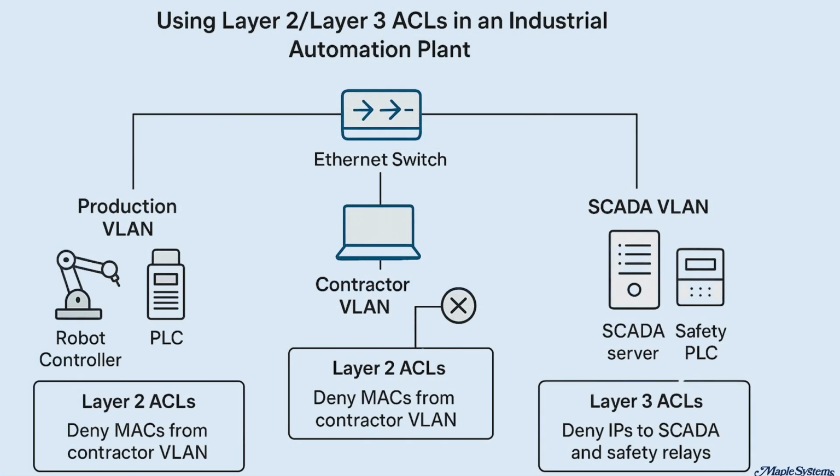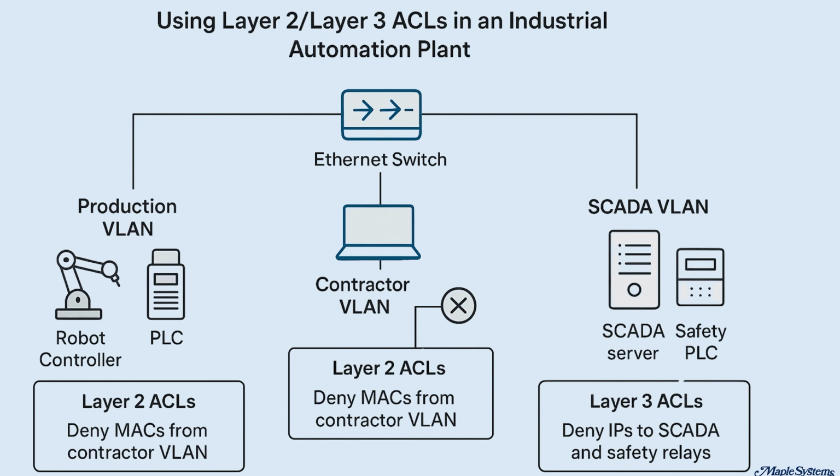So in a real world scenario using layer 2 and layer 3 ACLs in an industrial automation plant, imagine a large automotive manufacturing facility runs a centralized Ethernet network that interconnects production controllers, robotic arms, HMI stations, and engineering laptops. VLANs are already in place to segment critical systems, but third-party vendors are sometimes given temporary wired access for diagnostics and maintenance. So what's the problem here?